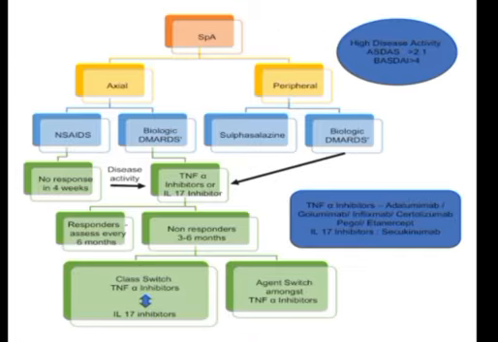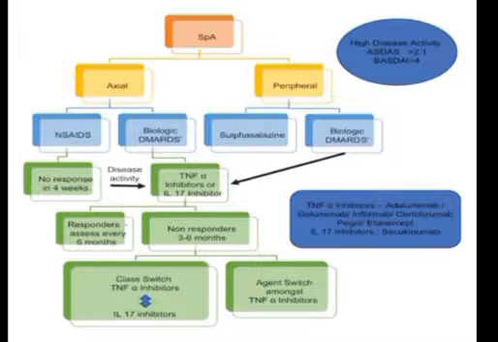So spondylitis has two types, axial and peripheral. For axial, start with NSAIDs. If there is no response to NSAIDs for 4 weeks, with active disease activity, TNF alpha inhibitors or interleukin 17 inhibitors can be given. Then responders are assessed every 6 months. Non-responders at 3 to 6 months means class switch from TNF alpha inhibitor. Next are interleukin 17 inhibitors. Agents can be switched among TNF alpha inhibitors.